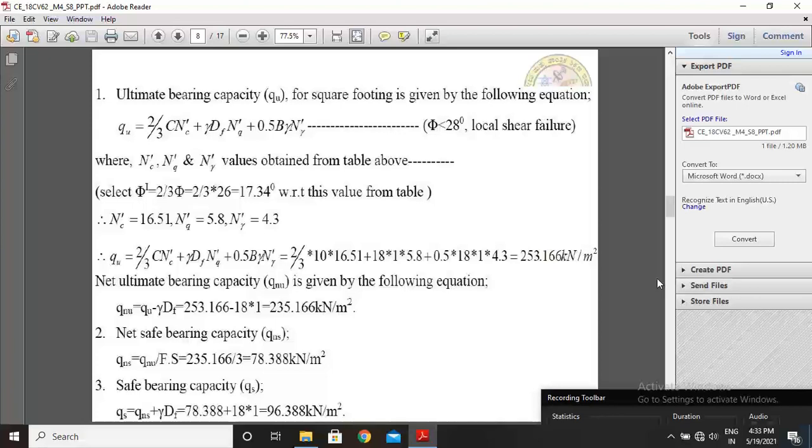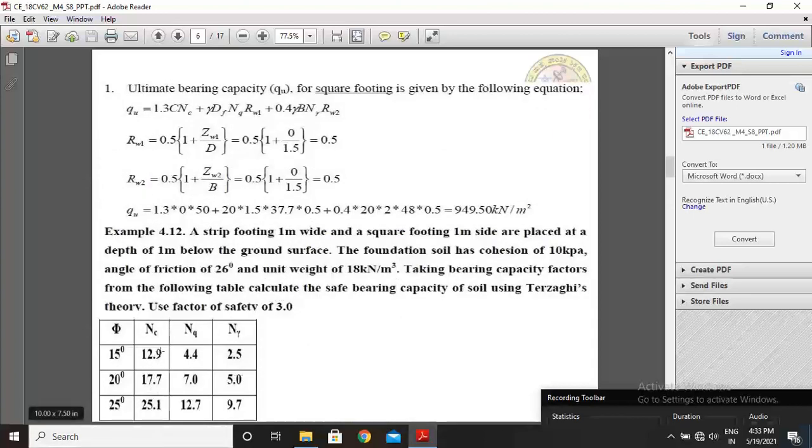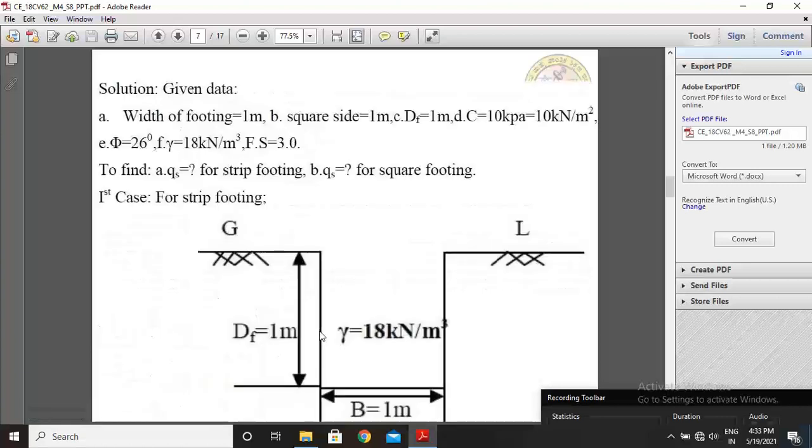Here select phi dash equal to 2/3 phi. So that means 2/3 of 26 degree. Now we are getting 17.34 degree. With respect to this value from the table, you select NC dash equal to 16.51, NQ dash equal to 5.8, N gamma dash equal to 4.3. So with respect to 17.34 degree, from these tables you select NC, NQ, N gamma.